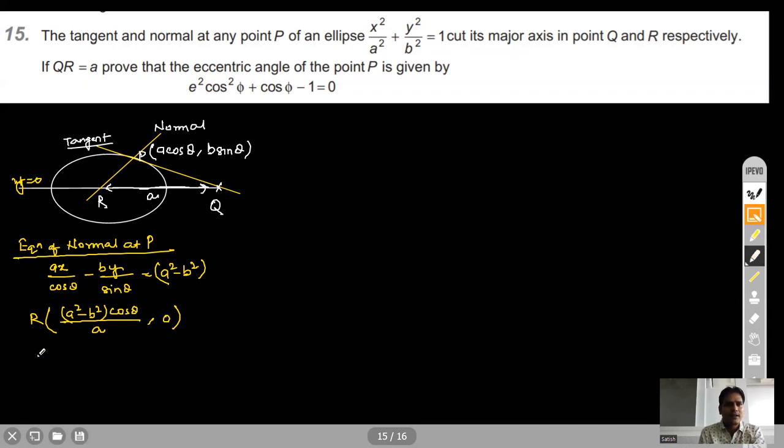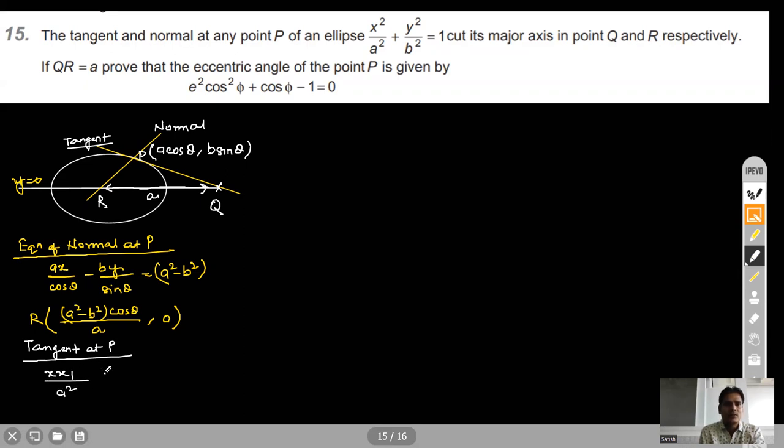And now I will write the equation of tangent at the same point P. So that we can do by xx1 upon a square, right? This is how we used to write, no?